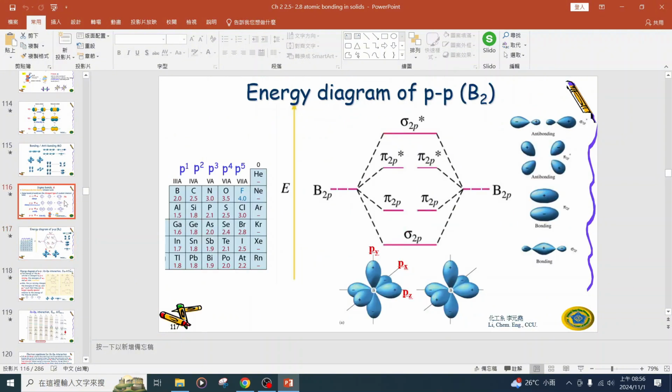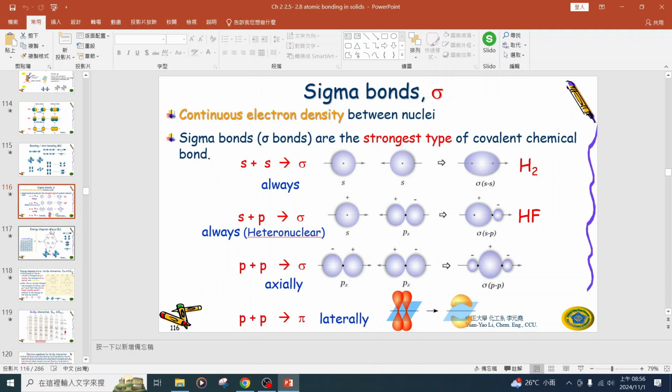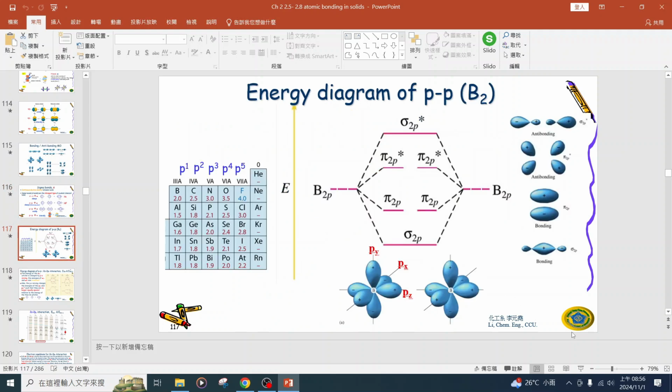So this is one, right? This is one. Single bond and triple bond. Right.